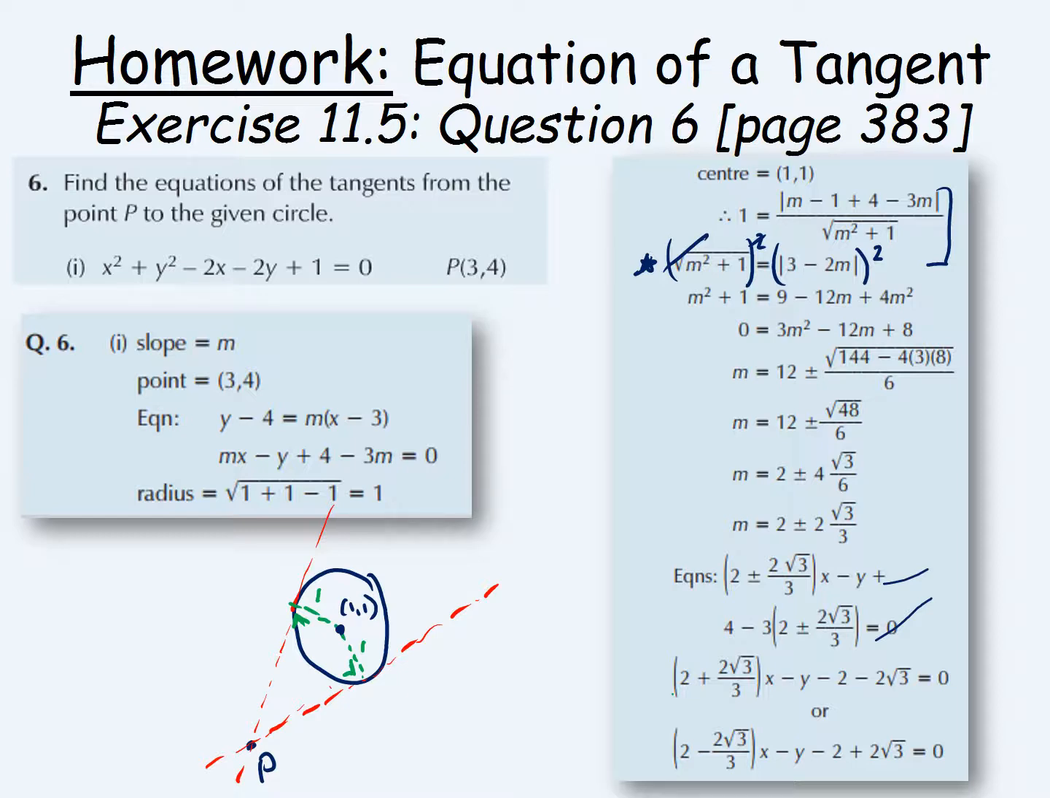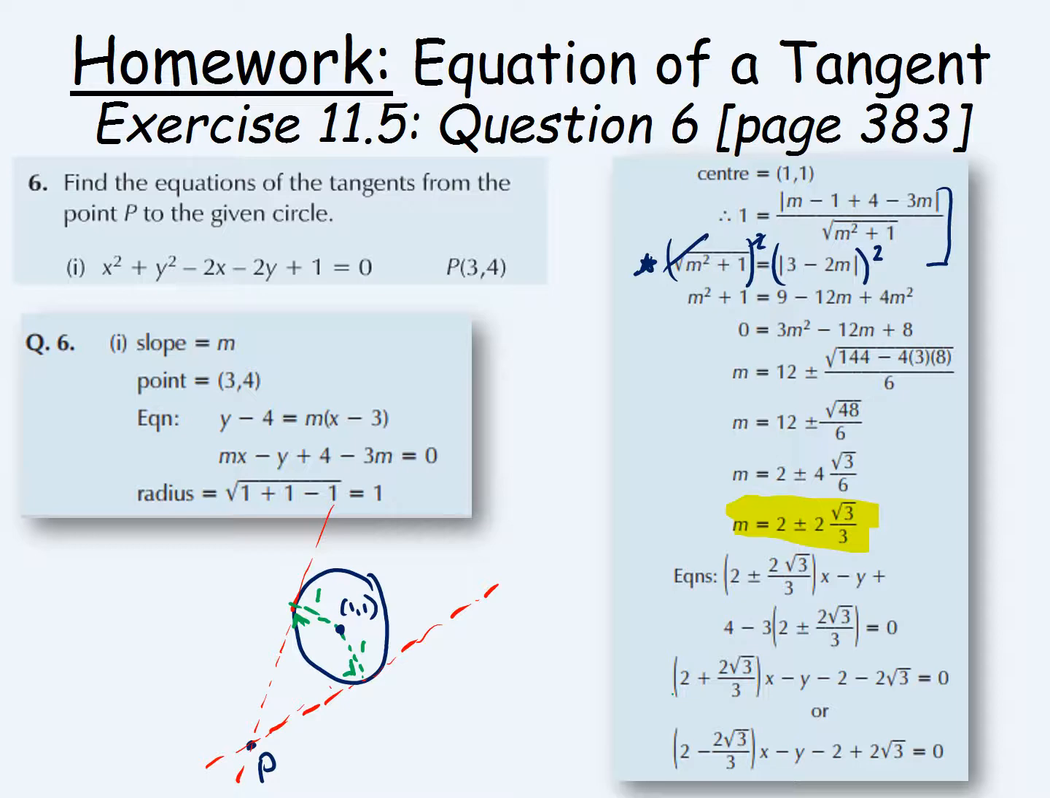And then when you work all that out, we should get two values for m, which are 2 plus or minus 2 root 3 over 3. And you can sub that in. If you did that in decimal form, that's absolutely fine as well. They didn't indicate to us that you had to leave it in third form.